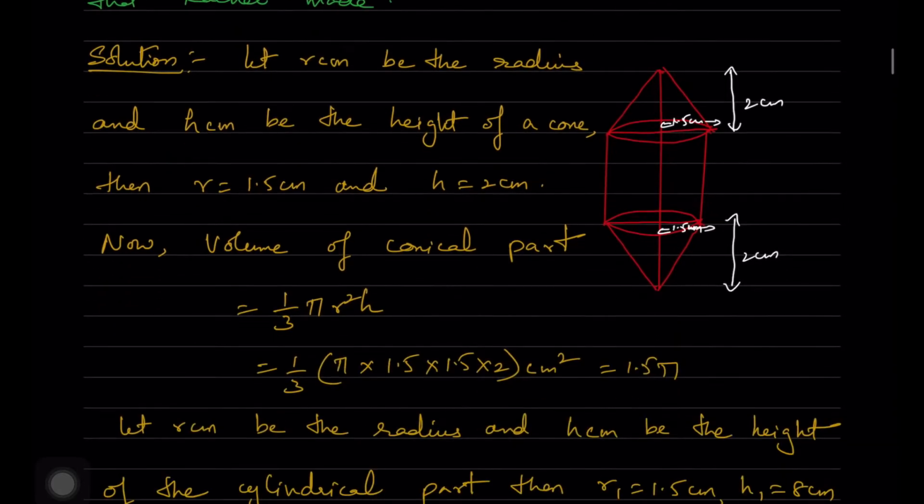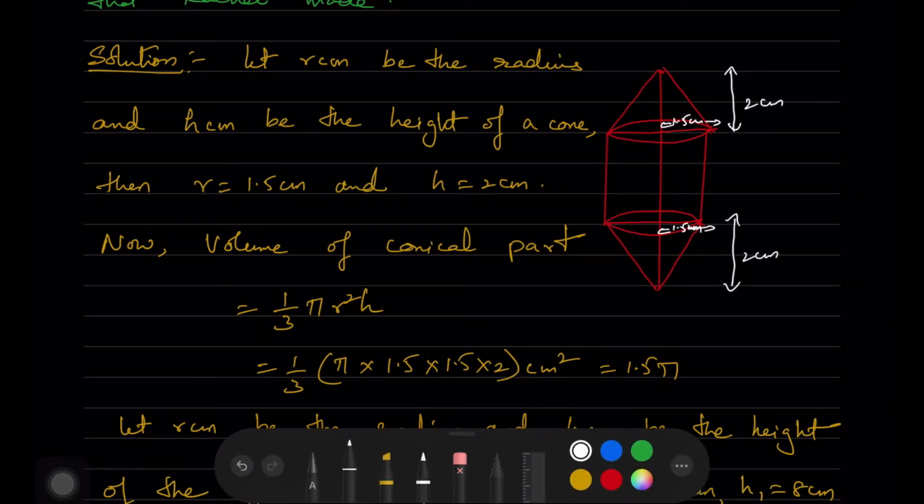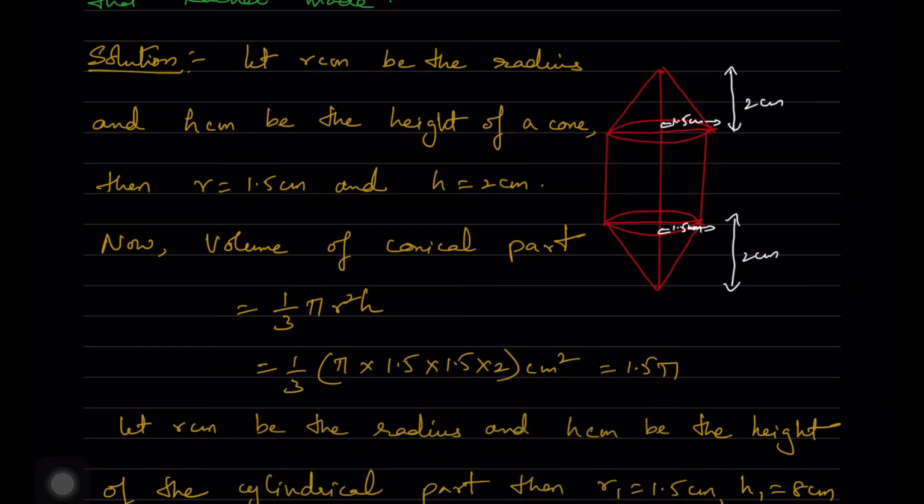So therefore volume of the conical part is equal to 1 by 3 pi r square h, which is equal to 1 by 3 pi into 1.5 into 1.5 into 2 centimeter cube, which is equal to 1.5 pi centimeter cube, because it's volume.